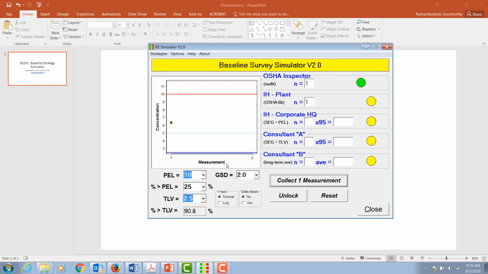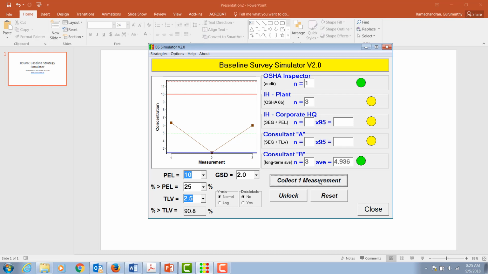And this one measurement is less than the PEL of 10 that is shown by the red line here. The OSHA inspector has clearly made a decision from that one measurement because it is much less than the PEL. So the OSHA inspector says it's an acceptable scenario, even though we know that the exceedance fraction, even if we use the PEL as our occupational exposure limit, it's a clearly unacceptable exposure profile. Then we collect one more measurement, and it's also much less.